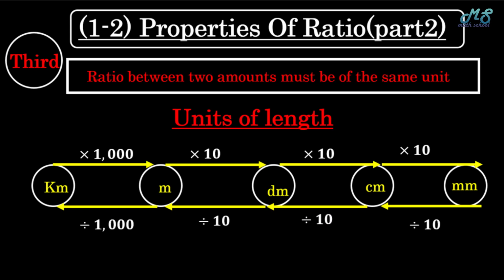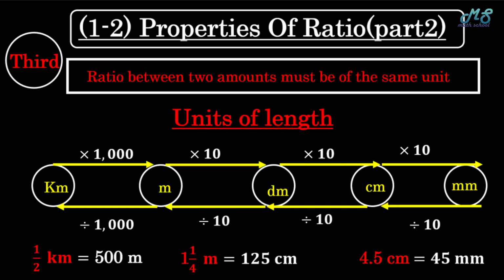For example, half kilometer equals 500 meter. 1 and 1 over 4 meter equals 125 centimeter, multiplying by 100. 4.5 centimeter equals 45 millimeter, multiplying by 10.